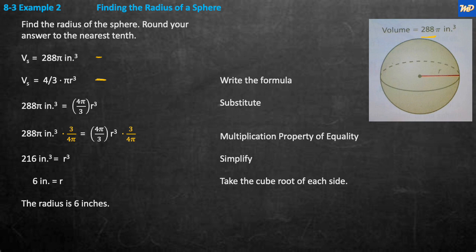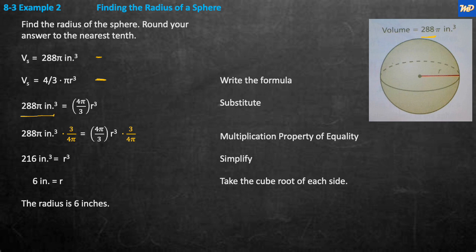Okay, so what can I put in? I can put the volume of the sphere in for the volume right here, where the V sub S is. So now I have 288 pi inches cubed is equal to 4 pi divided by 3 times the radius cubed. And we're trying to solve for the radius. They want us to solve for the radius. Okay, so we're going to get the radius by itself.